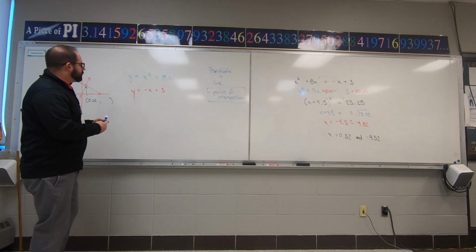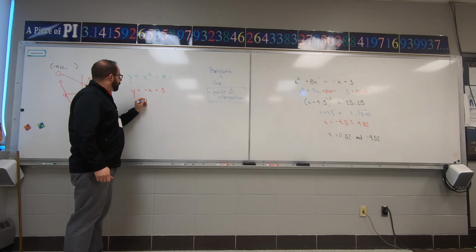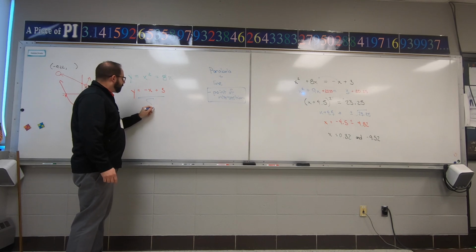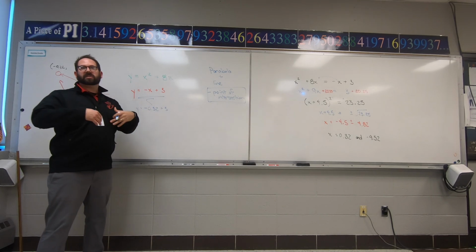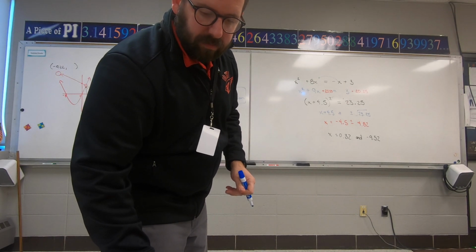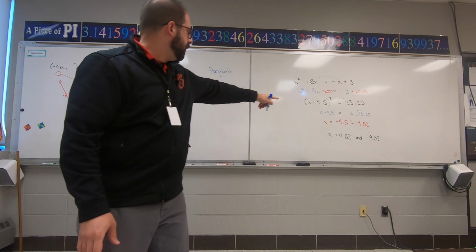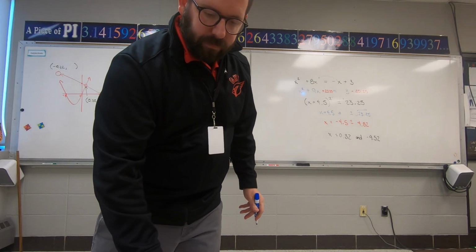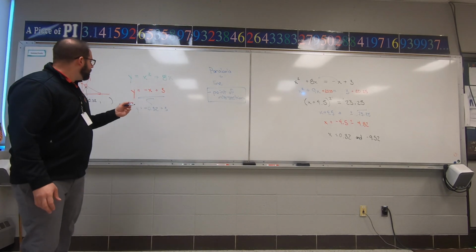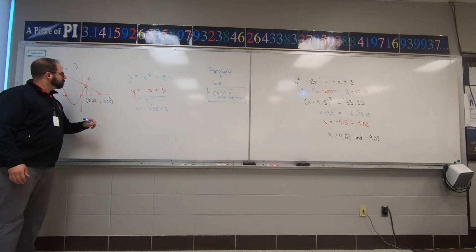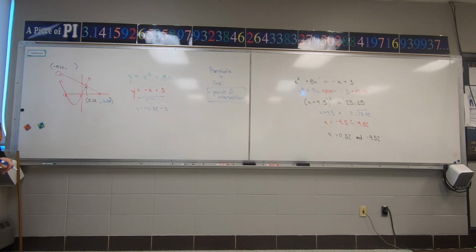So 0.32. If I plug that in, I'm going to use this equation. This is the equation I like. So negative 0.32 plus 3. If I plug that number in, it spits out my y answer. So again, negative 0.32, because again it was 0.32. I plugged it into the negative x, add 3 to it. I'm getting 2.68. So this is 2.68 up in the air. Yeah, okay, fair enough. Looks okay.